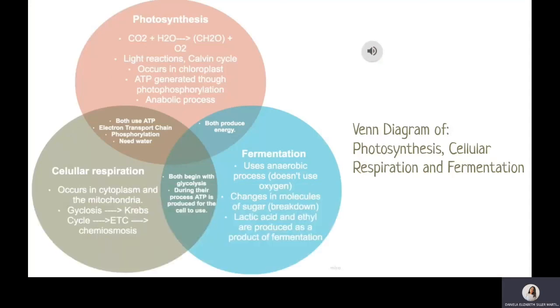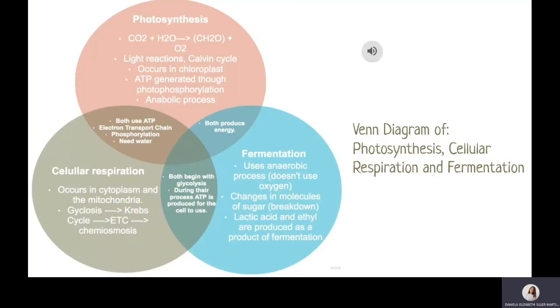Similar reactions occur in photosynthesis as well as in the Calvin cycle. It occurs in the chloroplast, and the ATP is generated through photophosphorylation. Cellular respiration occurs in the cytoplasm and the mitochondria.